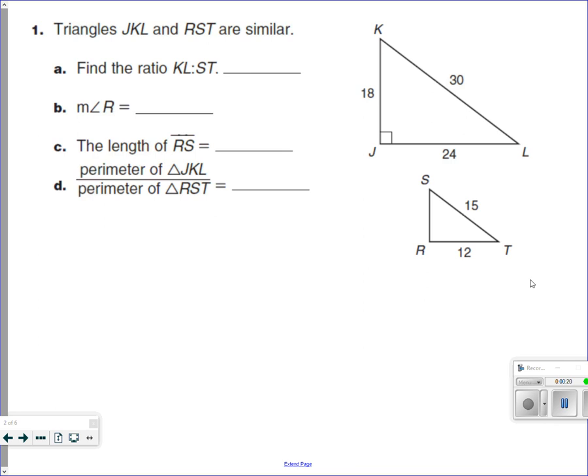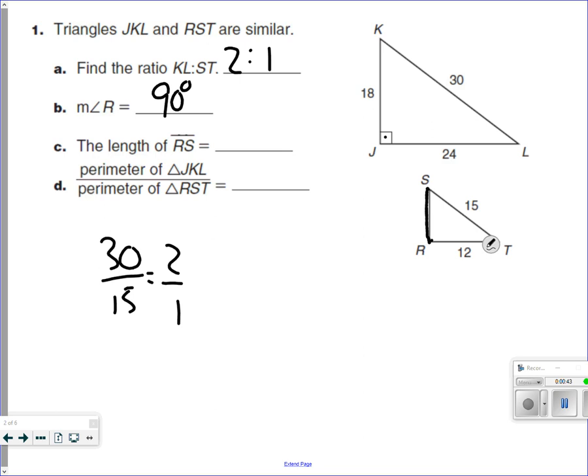Well, let's take a look here. That ratio would be 30 over 15. Break that down, it's 2 to 1. That's our ratio, 2 to 1. That's pretty simple. What would angle R be? Well, if this is a 90-degree angle, then that's got to be a 90-degree angle because our triangles are similar to each other.